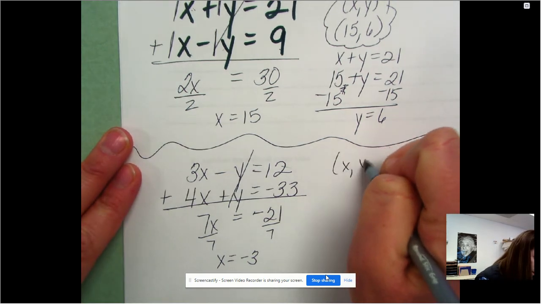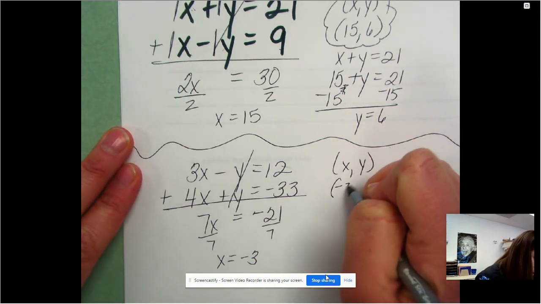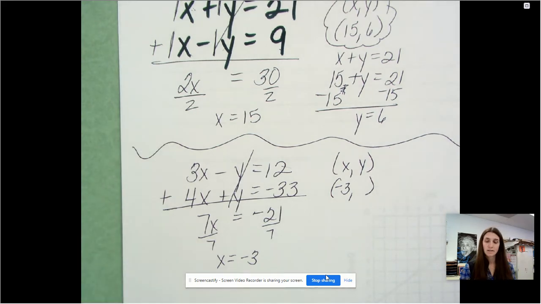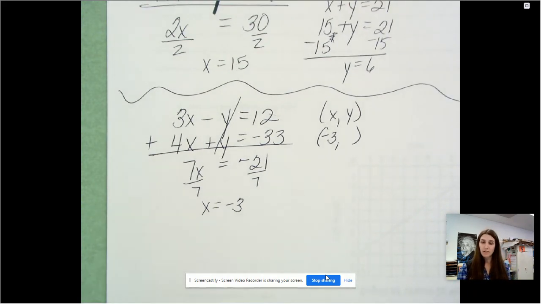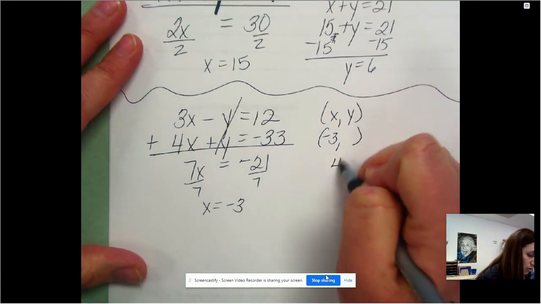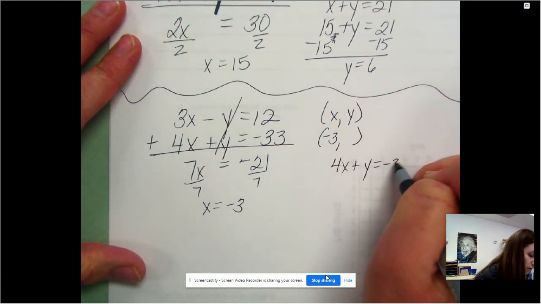Okay, let's set up our xy. So we can put our negative 3 into our solution set, and we have to solve for our y value. So I think I'm going to choose the second equation this time. Why not? So we have 4x plus y equals negative 33.